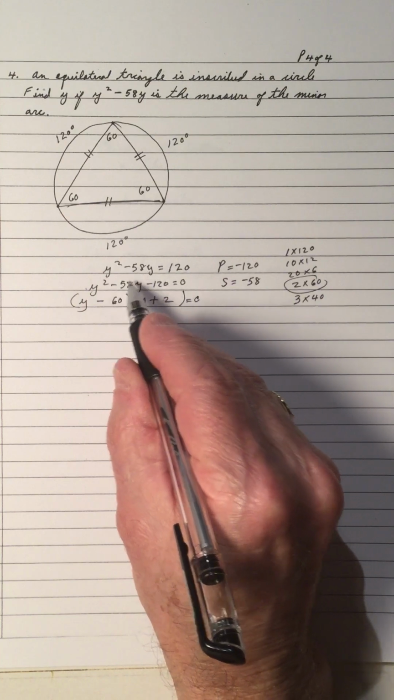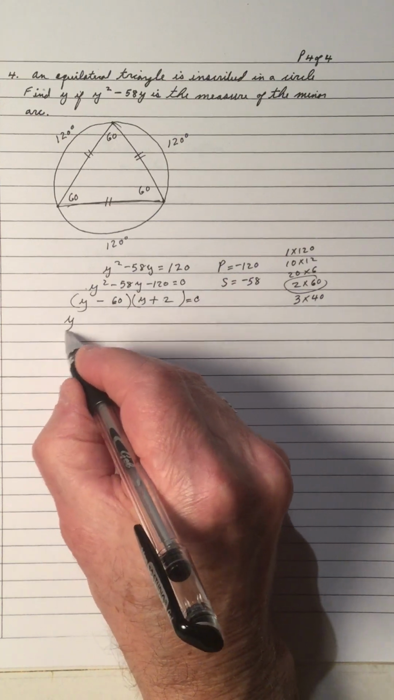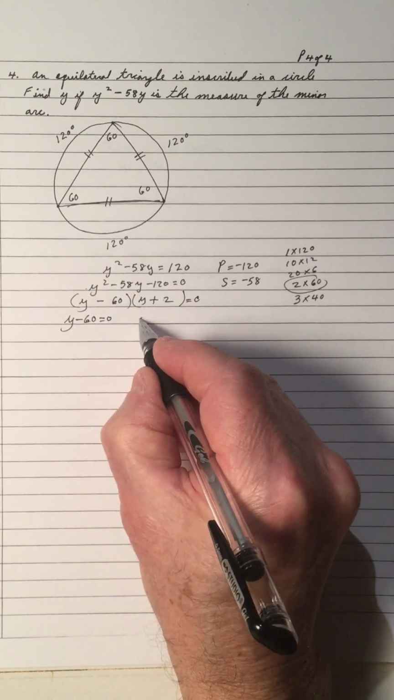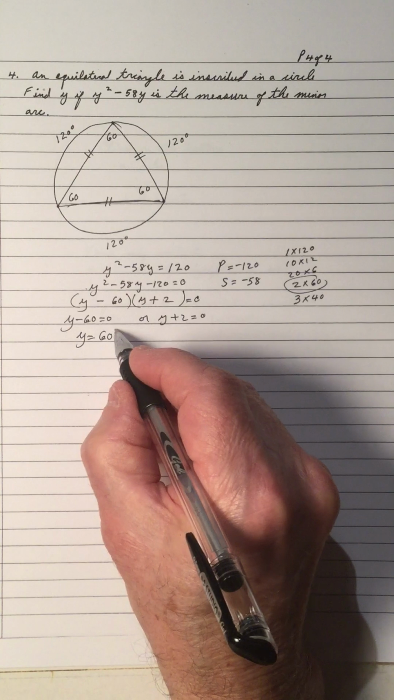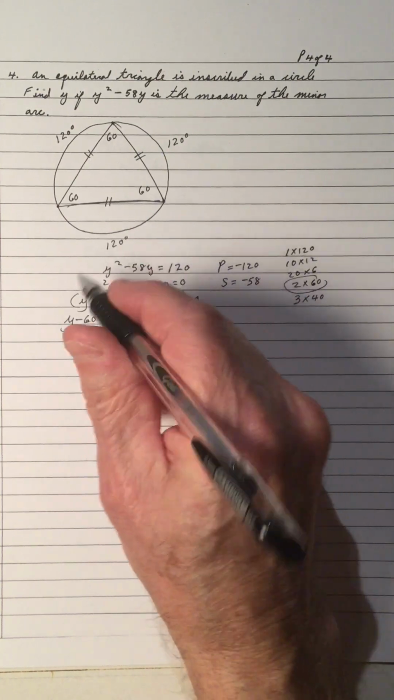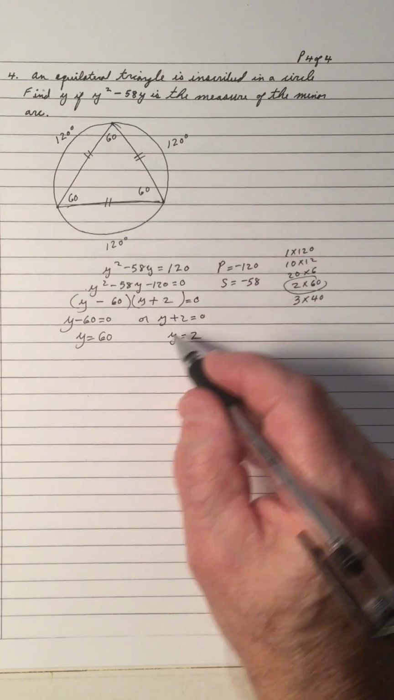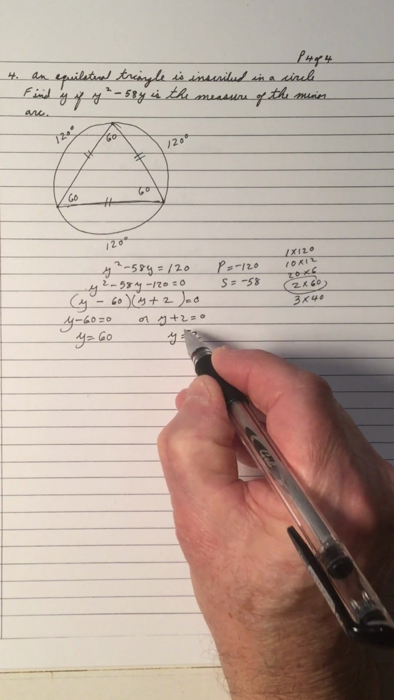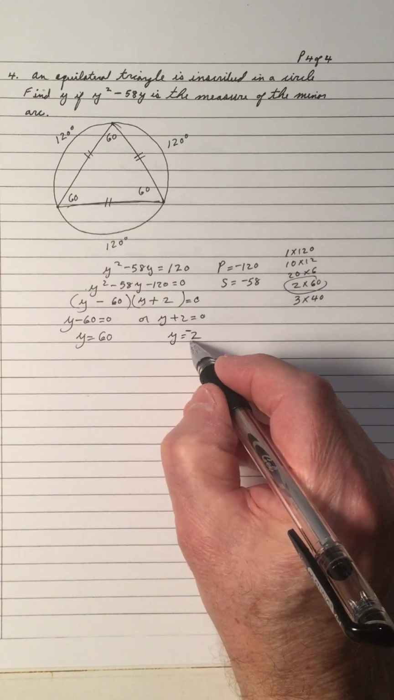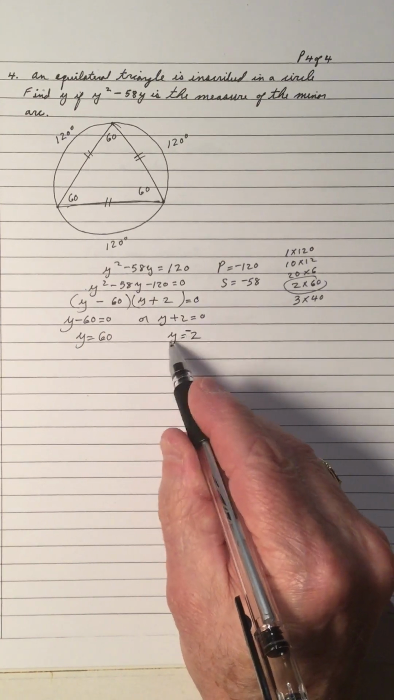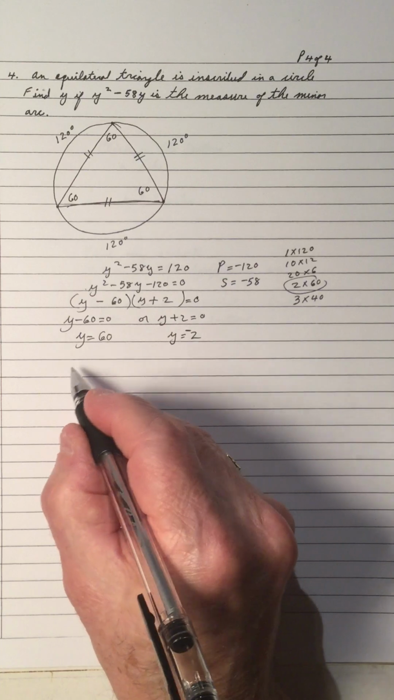They have a product of negative 120 and a sum of negative 58. So y minus 60 equals 0, or y plus 2 equals 0. So y is equal to 60 degrees, or y is equal to negative 2 degrees. Now we have to be careful. You bring the negative over and make it positive, and bring the positive over and make it negative. Now we would say y is negative 2, and we would have to check whether it fits. 60 would be okay, but we have to check.